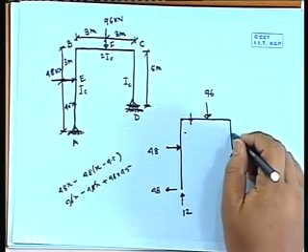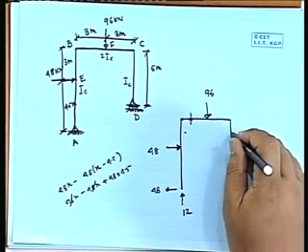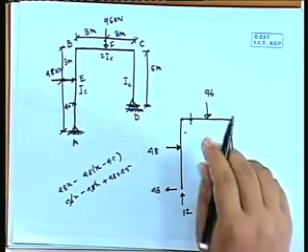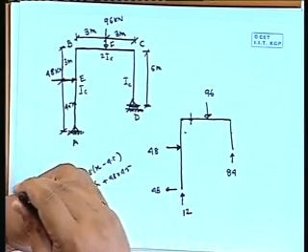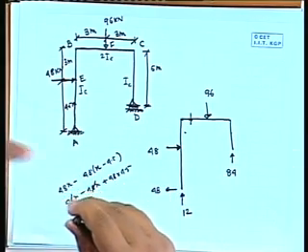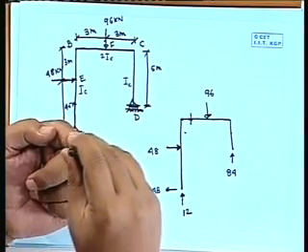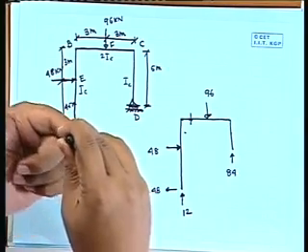Because here if you calculate moment, 84 into 0, because it is on that line. So if there is a load, there will be no moment. If there is a load, force into that distance would be the moment. So this force will not give any moment. If there is a force horizontally, then only it will generate some moment.